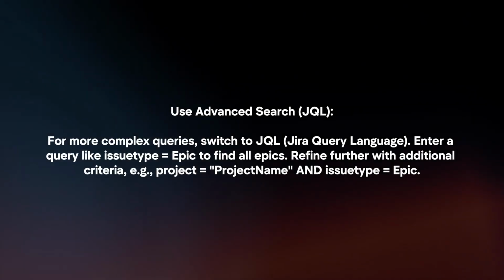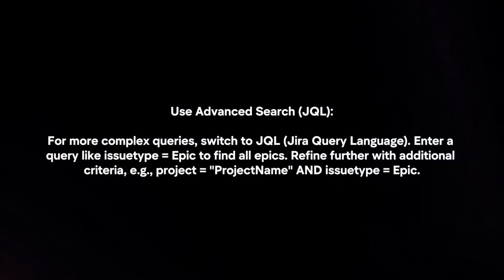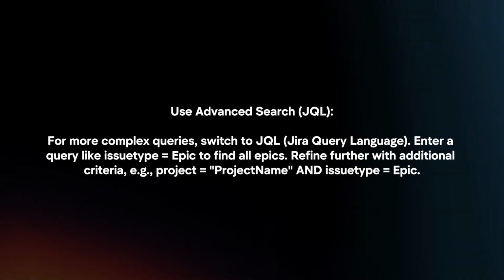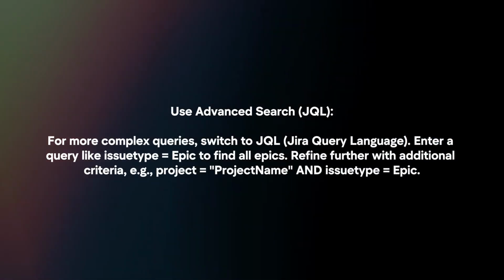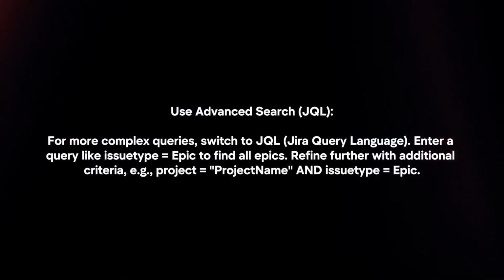Use Advanced Search. For more complex queries, switch to JQL. Enter a query like Issue Type equals Epic to find all epics. Refine further with additional criteria.